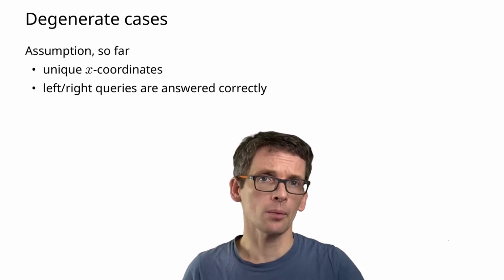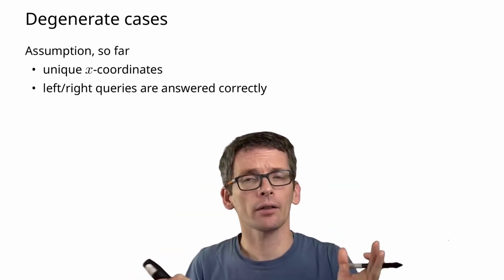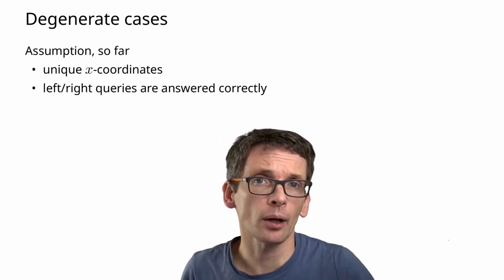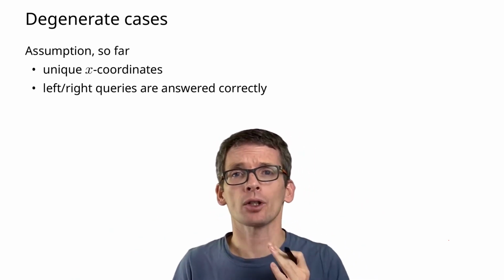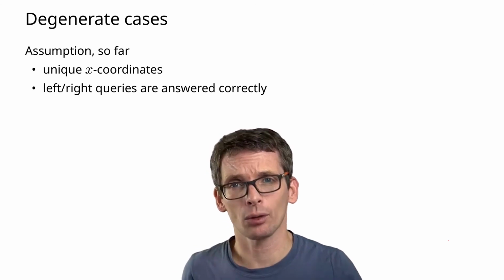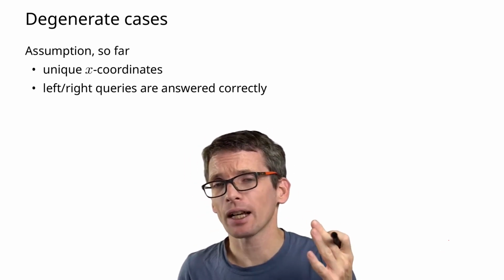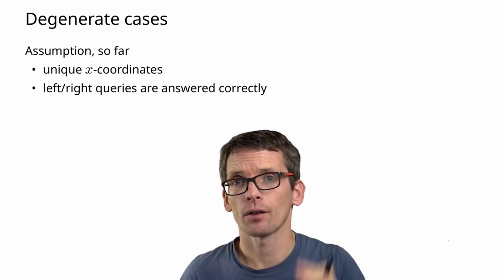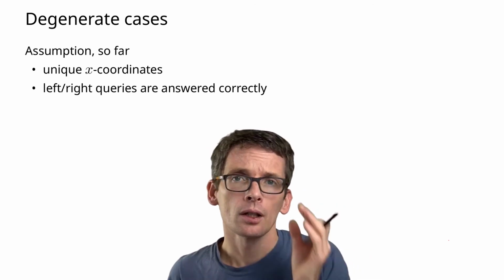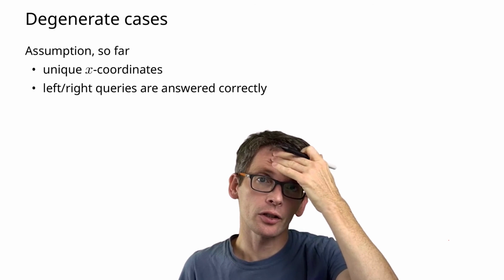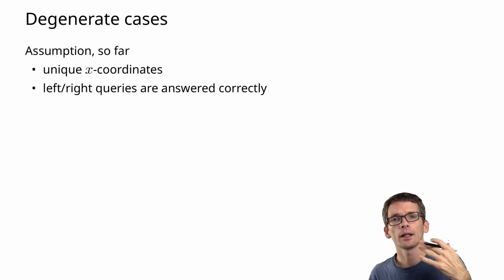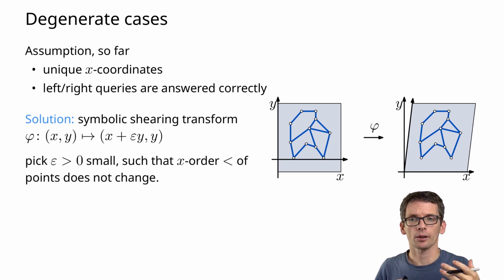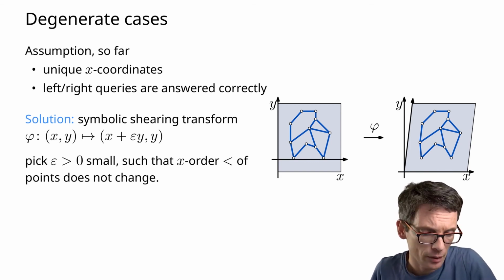Initially we made the assumption that we have a bounding rectangle. That's a valid assumption because for a given planar subdivision we can always find a bounding rectangle. But we also made the assumption that we have unique x coordinates. If we didn't have unique x coordinates, then we would have difficulties deciding left or right for the same x coordinates. So how can we handle this degenerate case? The solution here is a shearing transform, and actually a symbolic shearing transform. It's best to look at these pictures first.